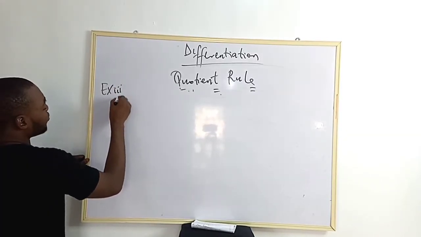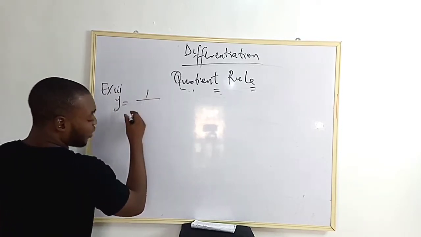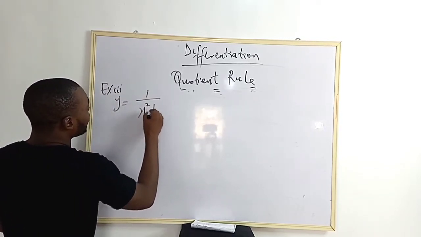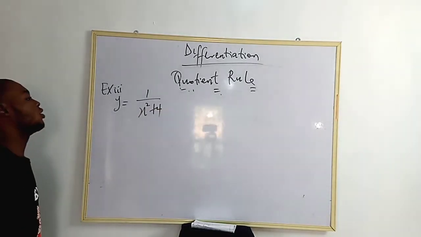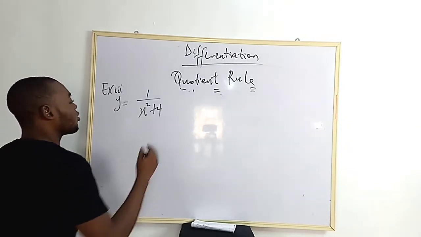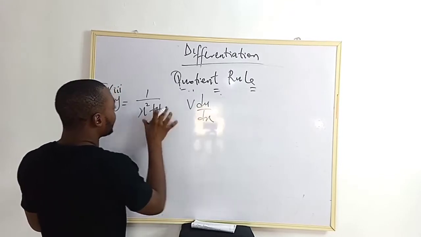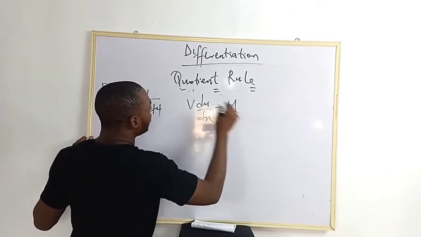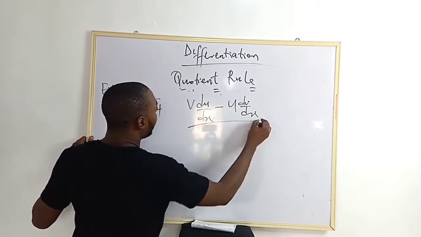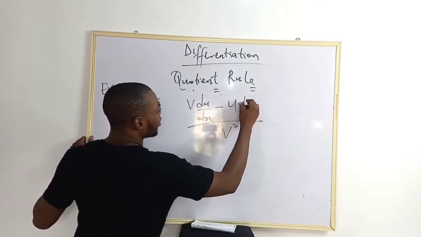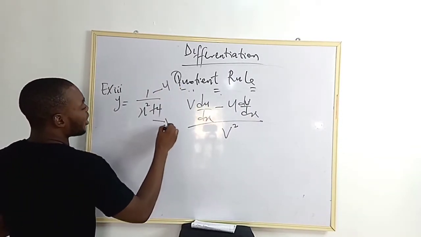Let's solve one more example. y equals 1 all over x squared plus 4. Remember our quotient rule: v du/dx, pick v, differentiate u, minus u, pick u, dv/dx, all over v squared. So this is our u, this is our v.